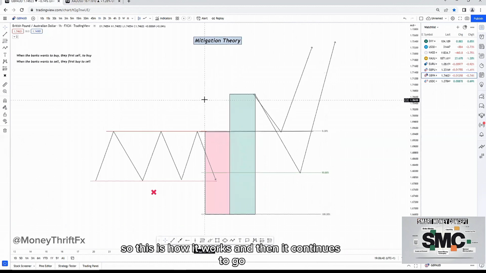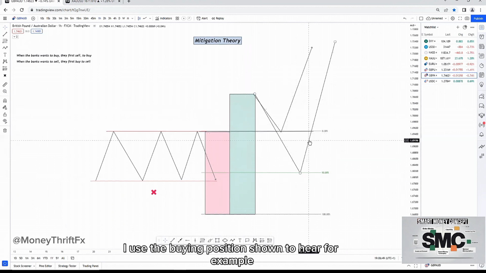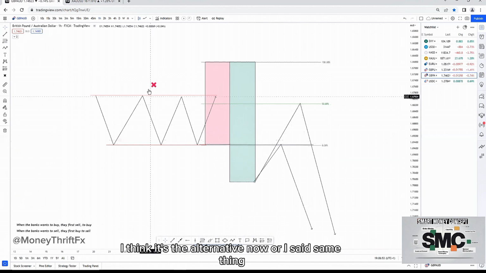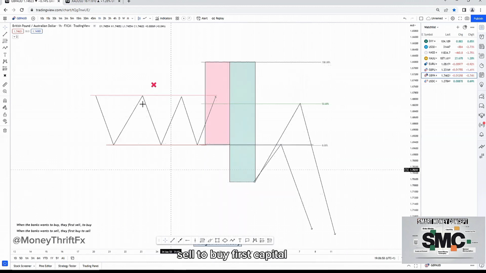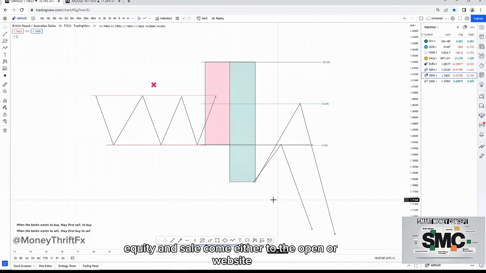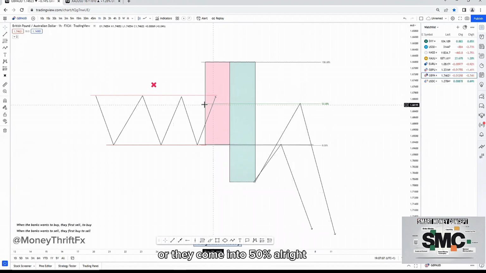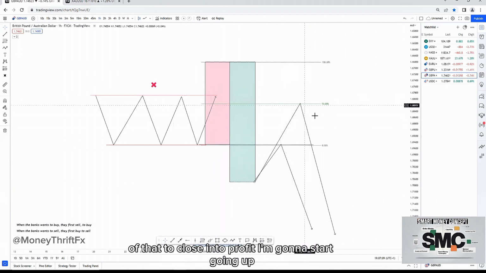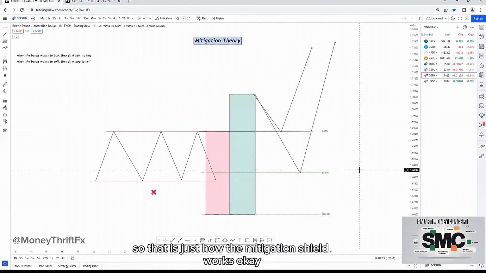This is how it works, and then it continues to go. Now it is applicable to the selling position too. I use the buying position tool here, for example. If you convert it, it is the same thing. The banks will first of all buy to sell. So they will buy first, capture liquidity and sell. They come either to the open of where they bought from to capture liquidity and continue, or they come into 50% of that to close it in profit and then start selling. So that is just how the mitigation theory works.